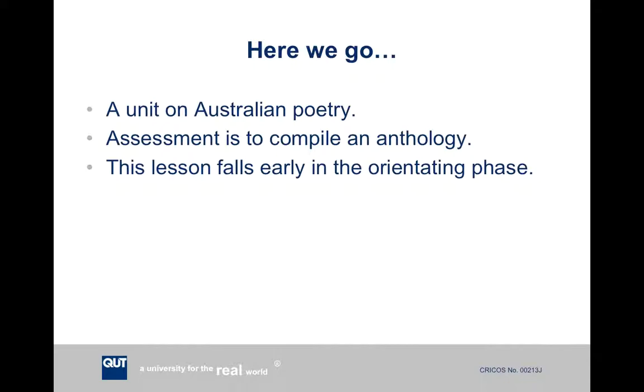The lesson that we're pretending that we're doing today is from a unit on Australian poetry, and the assessment piece is to compile an anthology. This lesson comes very early in the unit in the orientating phase, probably the third or fourth lesson. So remember, this is a Year 7 classroom.